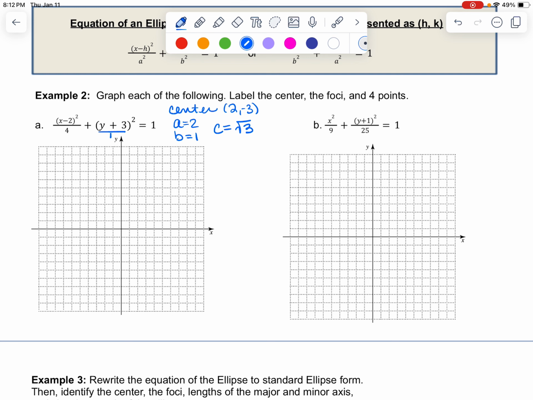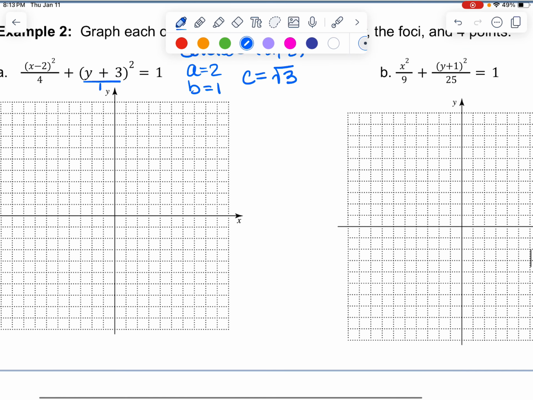All right, so here's 2, negative 3 is my center. My x values tell me to move left and right 2 units. Those are going to be my vertices, and I'm going to actually count them out on the grid. So on the grid, I can see that the first vertex is at 0, -3, and the second vertex is at 4, -3. Can't do the plus or minus thing anymore.